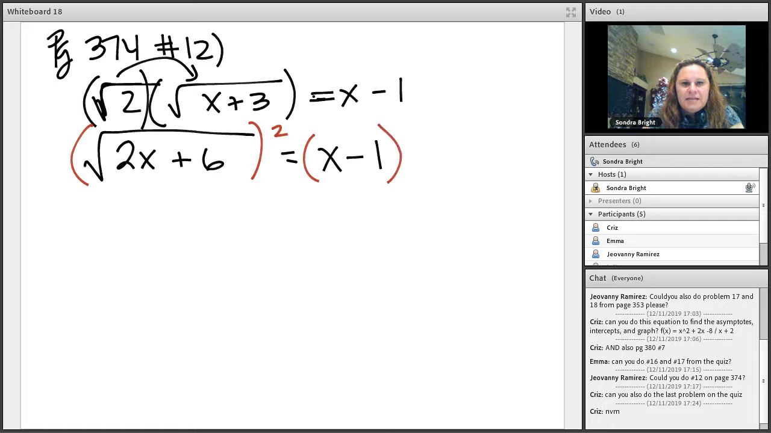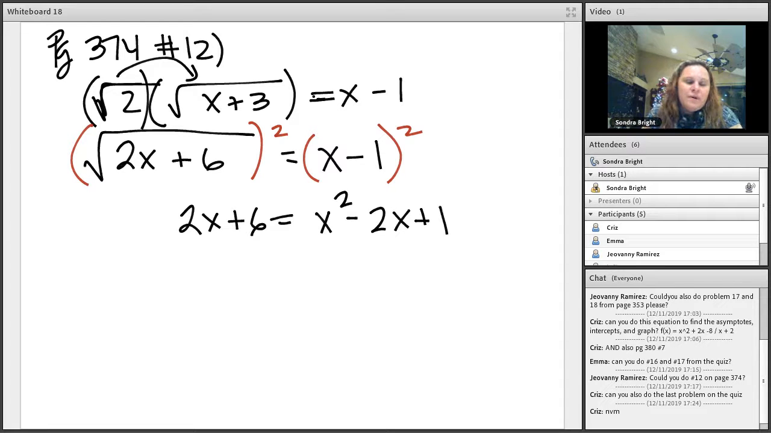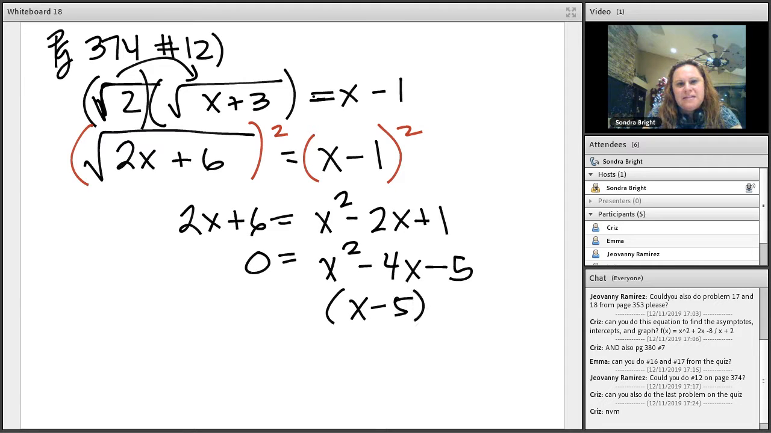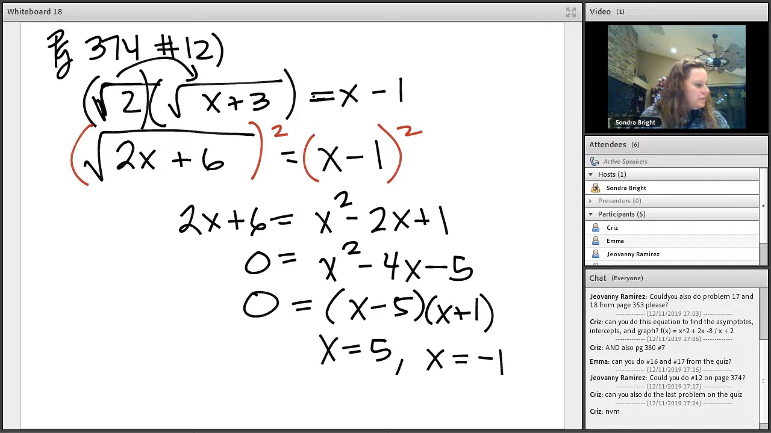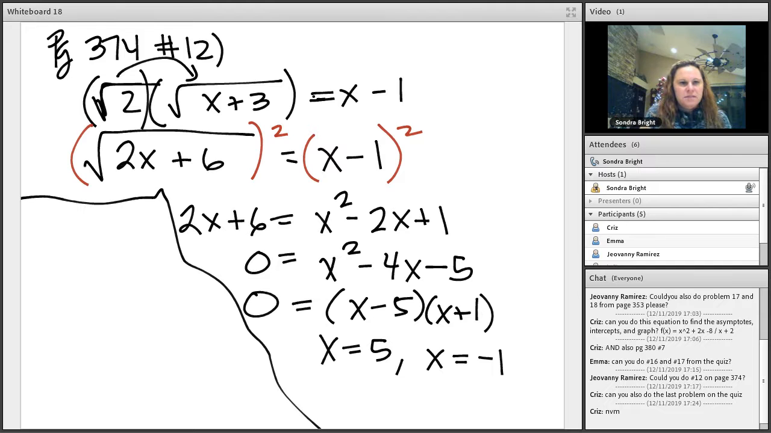So now I'm going to square both sides. Left-hand side, you're just left with what's underneath the radical. Right-hand side will be an x squared minus 2x plus 1. You want to set this guy equal to 0, so you'll have an x squared minus 4x minus 5, which factors as x minus 5 and x plus 1. And so you get x is 5 and x is negative 1, and you need to check yourself before you wreck yourself. And so when x is 5, does it work?